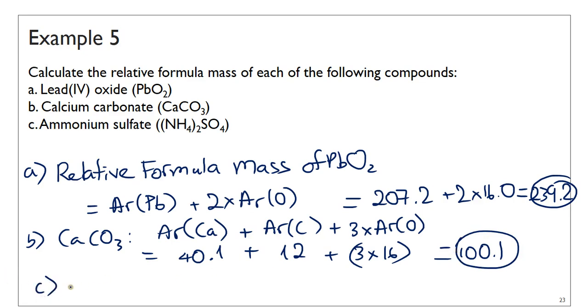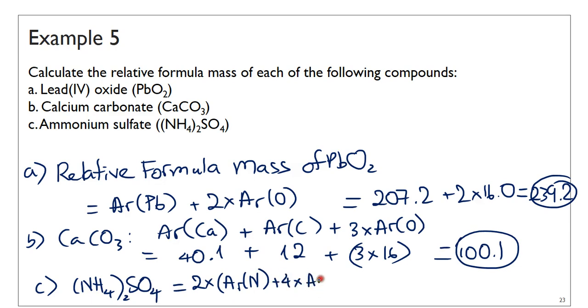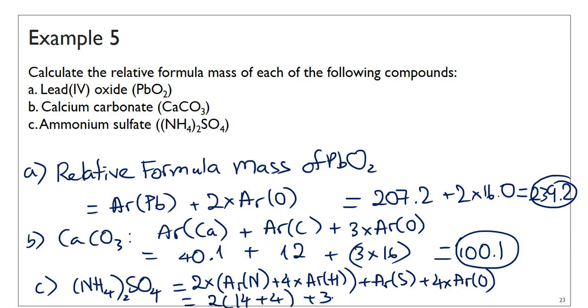And ammonium sulfate. Once again, you want to be careful when you see the brackets. It just means that you have to double everything. So 2 times the relative atomic mass of nitrogen, which is at the end, and then the H4 is 4 times the relative atomic mass of hydrogen, plus the relative atomic mass of sulfur, and 4 times the relative atomic mass of oxygen. Okay, 14 plus 4 plus 32. Do we go with 32.1? I think so. 32.1, yep. And 16.